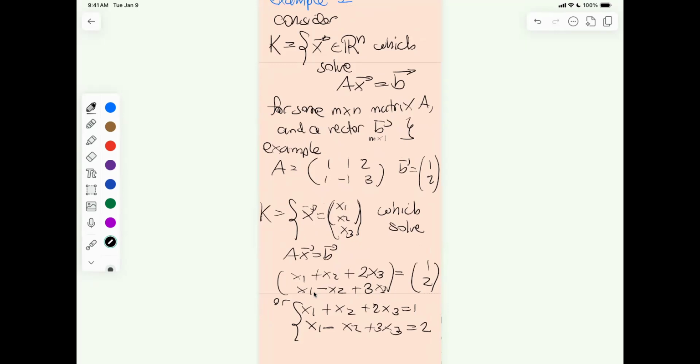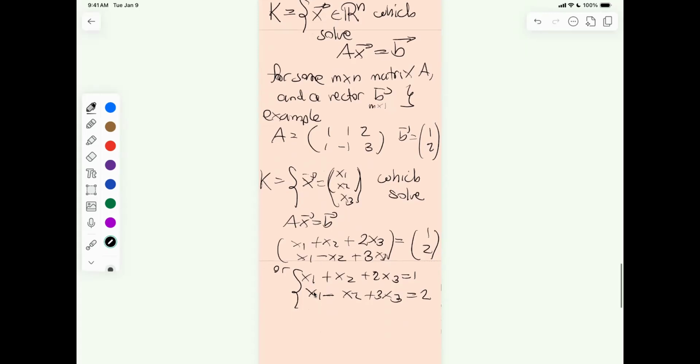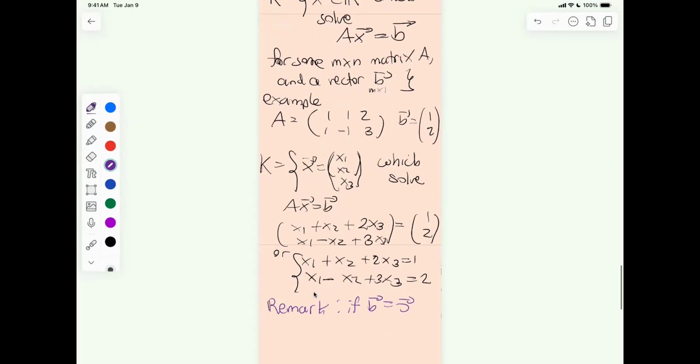Okay. In fact, maybe checking, just to see if you remember this: if B is a zero vector, right? What was the name for K? Anyone remembers what name you give to K?